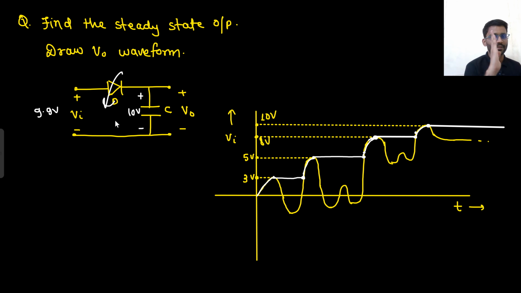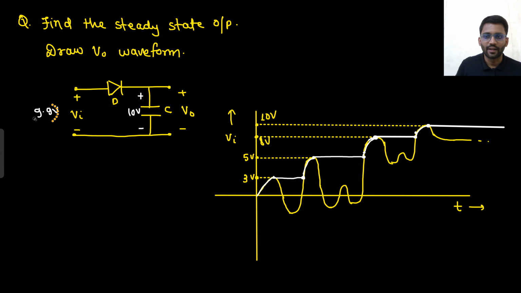If the diode is off, the capacitor will retain its voltage of 10 volt until your input is higher than 10 volt. When the input goes higher than 10 volt, again it will start charging. Then again it will reach the maximum, then again it will be off. So finally it will detect the maximum peak voltage. That's it.